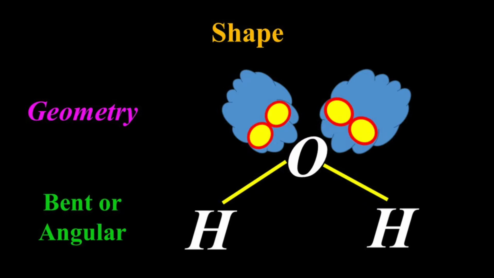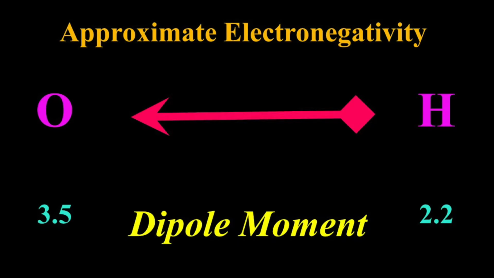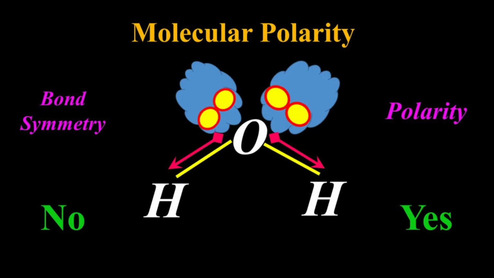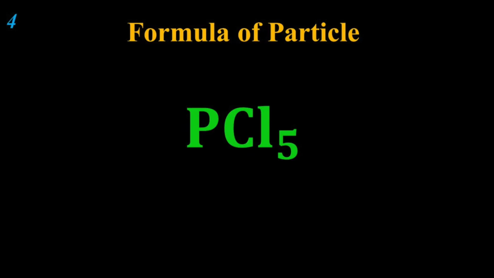If you put the dipoles in, you can clearly see by now that the molecule will indeed be polar. So the oxygen is more electronegative than the hydrogen, and you have no bond symmetry, and you have polarity: yes.